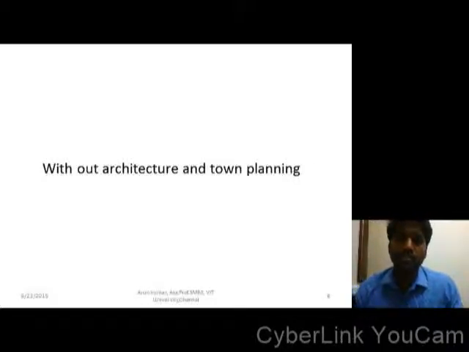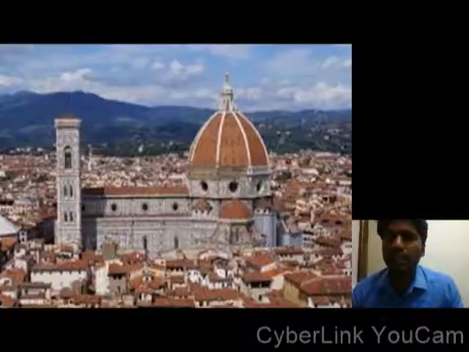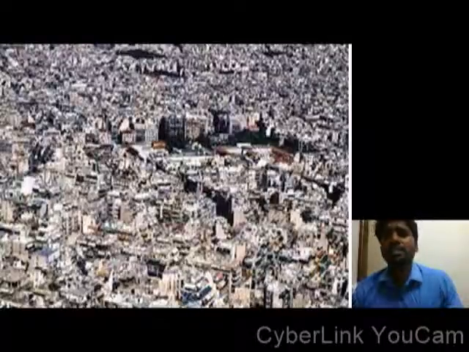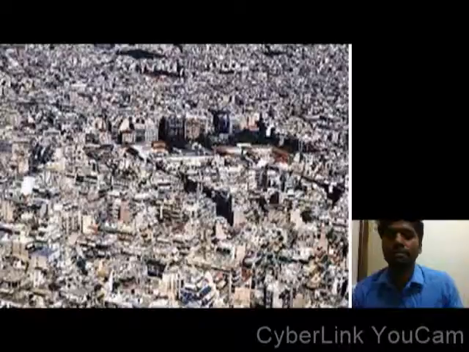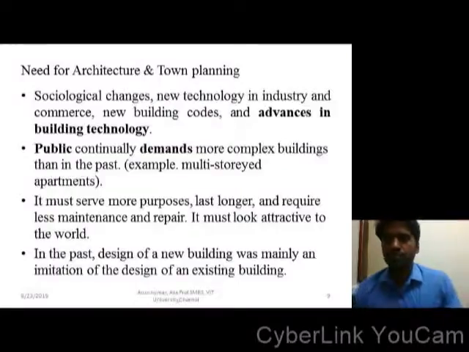Without architecture and town planning, the city will look so clumsy and it will not give a pleasant feeling, and the people living there will not find peace wherever they go. So this is another typical example of an unplanned city, with a lack of architectural principles and civil engineering structures.